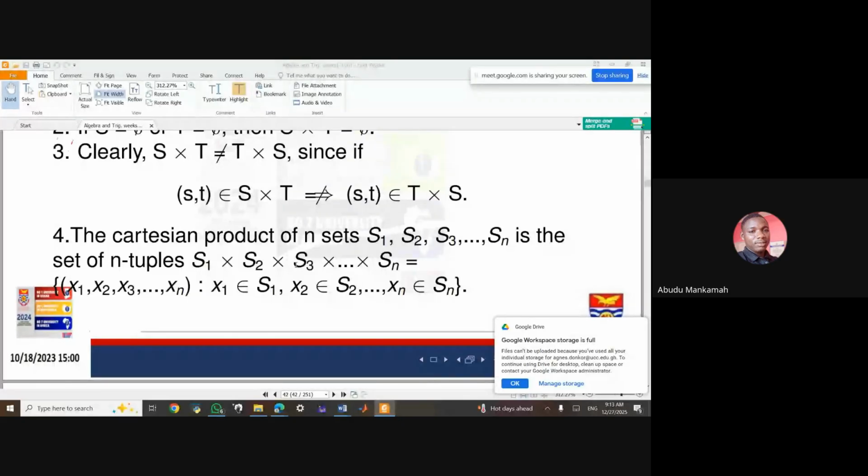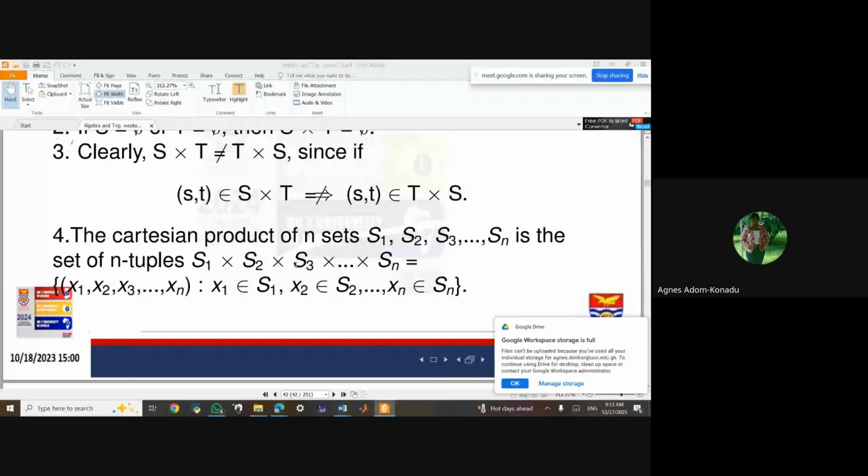Okay, so we can see that they are not the same unless S and T are the same. If S and T are the same, then S cross T will be the same as T cross S. But if they are not the same, then S cross T cannot be equal to T cross S. Have I answered you? The product of S and T cannot be T cross S.